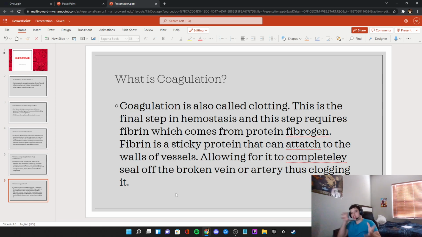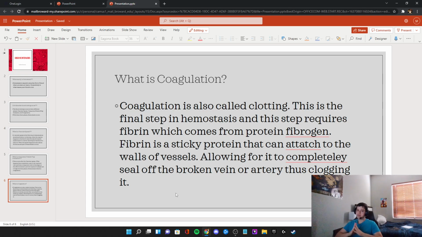So when the fibrinogen comes in, it collects with the platelet plugs and the blood clots. It gets all together and mixes it together like a spider web, and then it completely blocks the leakage of blood, thus completing the hemostasis.